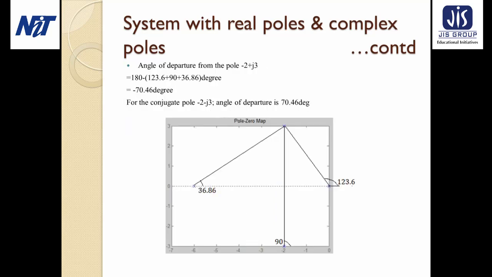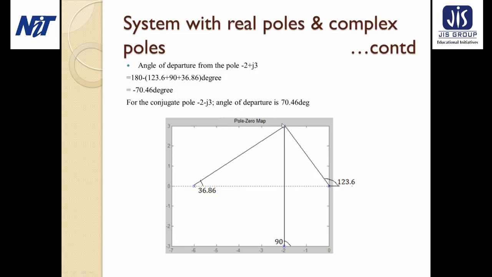Now wherever the complex poles and complex zeros are coming, we need to find out the angle of departure in case of poles and angle of arrival for the case of zeros. So here these are the poles, and they are complex poles. So we need to find out the angle of departure from the pole minus 2 plus j3.